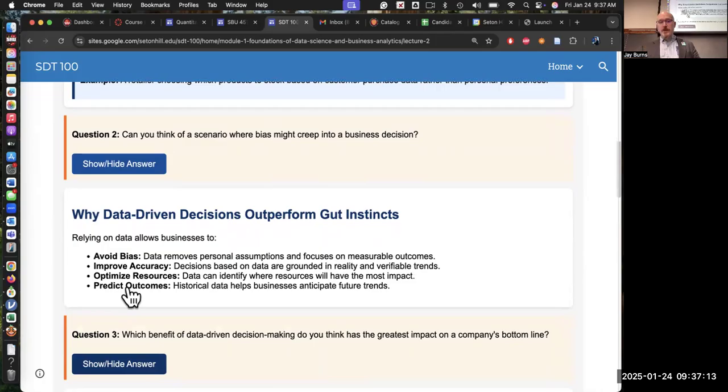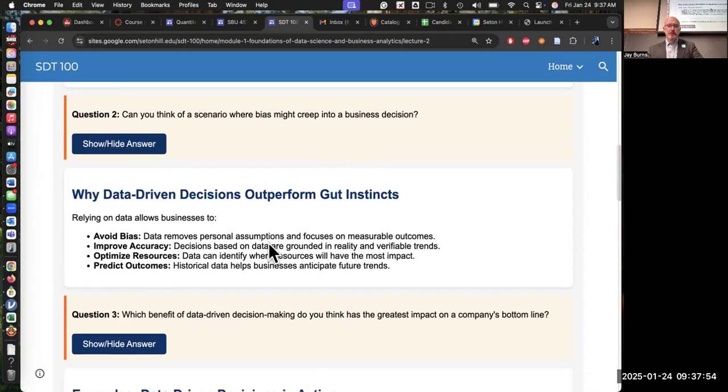So excellent answers. Why do data-driven decisions outperform gut instincts? What I will say is they have the potential to avoid bias. I worded it as it avoids bias. And that's because if you truly do data-driven decision-making and you don't bring your actual gut into it, then you're avoiding bias. Or really, you have the potential to avoid bias. Improve accuracy: a lot of the time, it allows you to be grounded in reality with verifiable trends. Optimize resources, always a good idea. Predict outcomes, also very good.